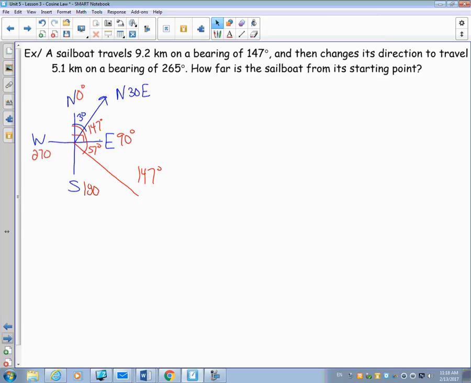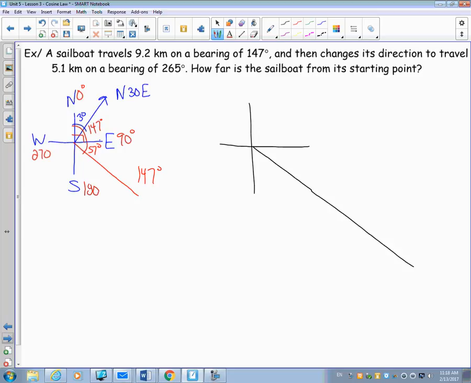So we're going to draw a compass, which is the whole question now. Here's my compass. 147 we said is down here. The whole thing is 147, which makes this bit 57 degrees. We are going 9.2 kilometers that direction. We then traveled 5.1 kilometers on a bearing of 265. Every time we change our bearing, we need a new compass. So 265 again starts at 0 and has to go all the way around, not quite 270, just below 270. How much below 270? 5 degrees, right?